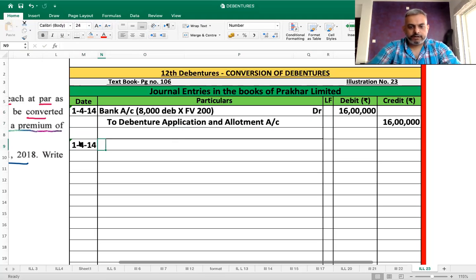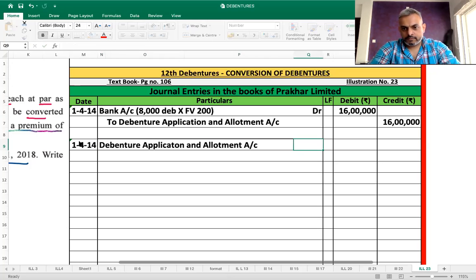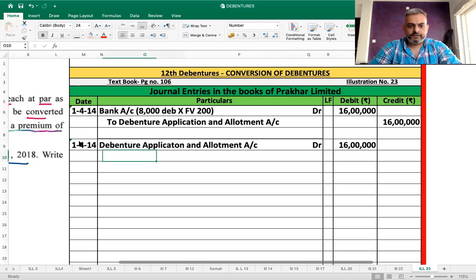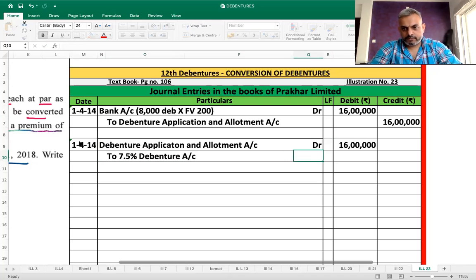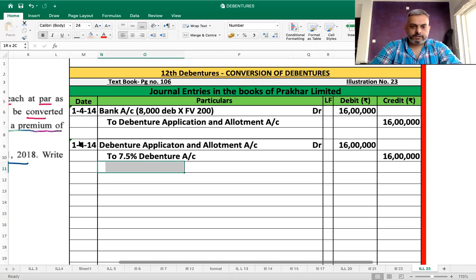Again 1/4/14. Debenture application and allotment account debit, 16 lakh to 7.5% debenture account, 16 lakh.